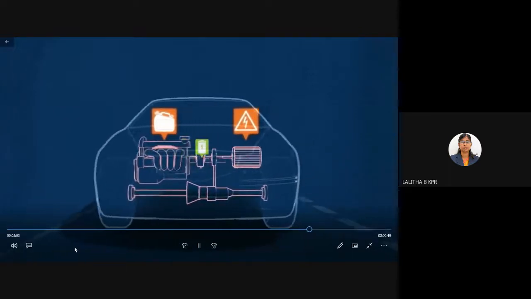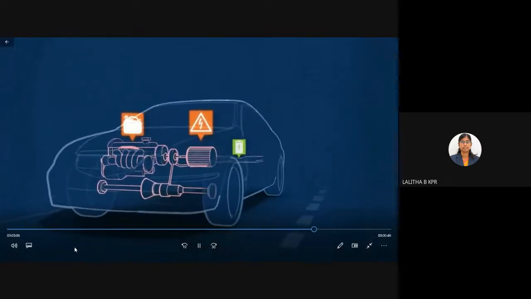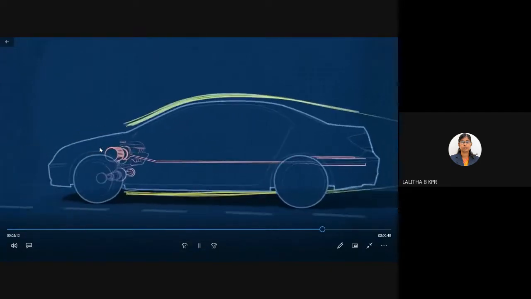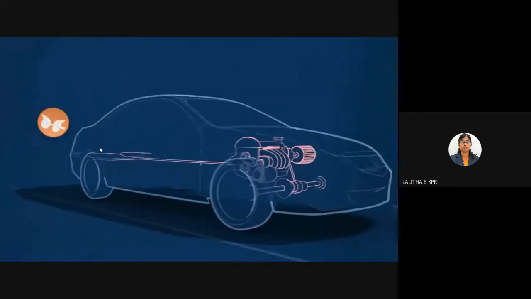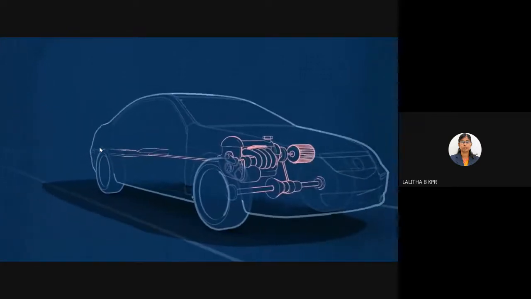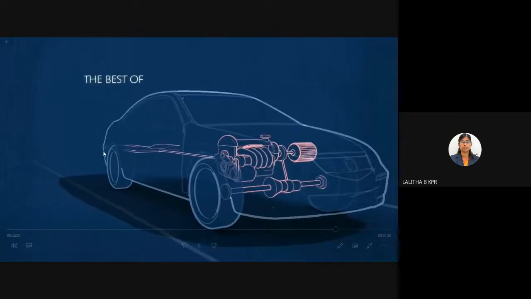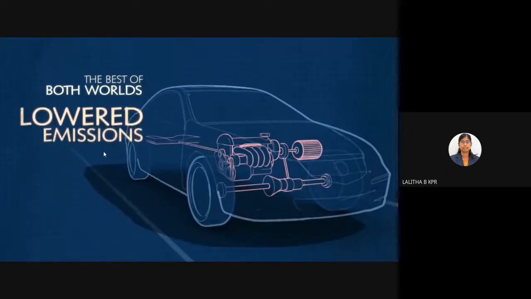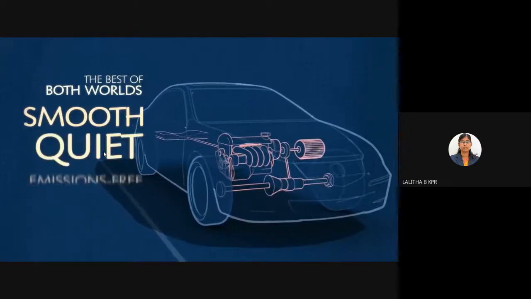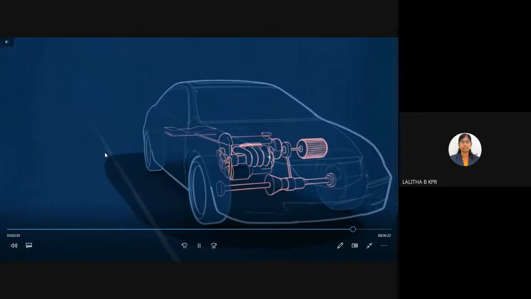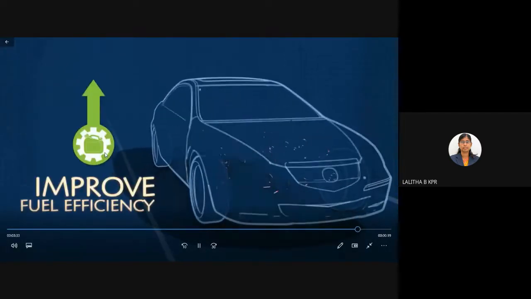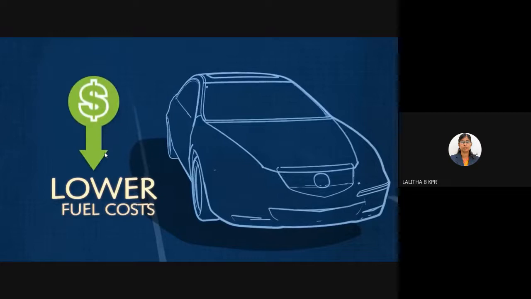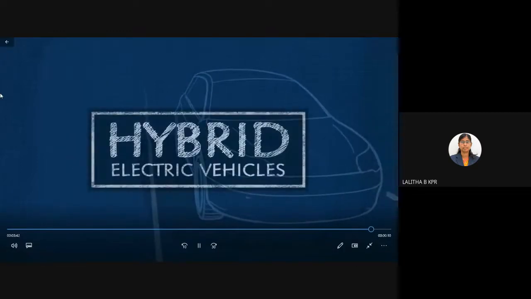And by the way, hybrids also use a number of other design features and technologies to run at peak efficiency, including a highly aerodynamic, low-drag shape, weight savings, and a much smaller and lighter internal combustion engine. Hybrids are like having the best of both worlds. On-demand power, significant fuel savings and lowered emissions, and smooth, quiet, emission-free electric motive power as well. So, if you are looking to improve the fuel efficiency of your vehicle, want to lower your CO2 emissions, and if you want to lower the fuel costs of your vehicle, consider a hybrid electric vehicle.